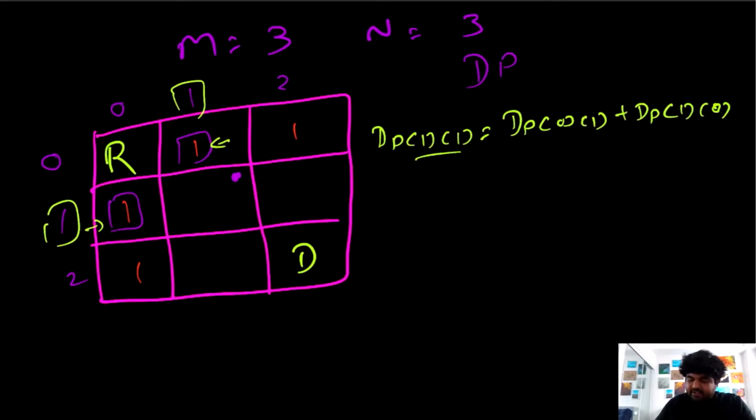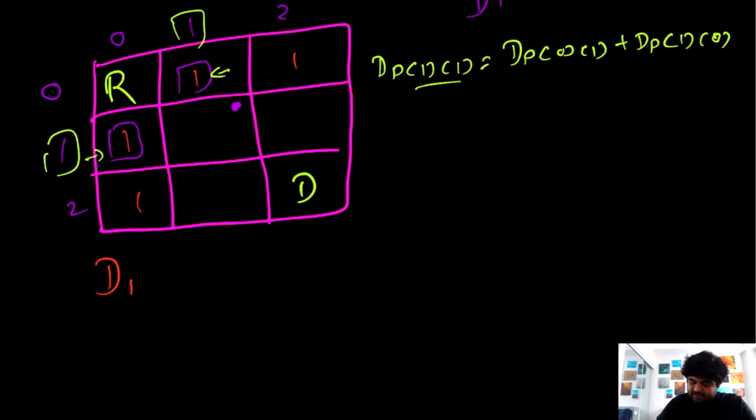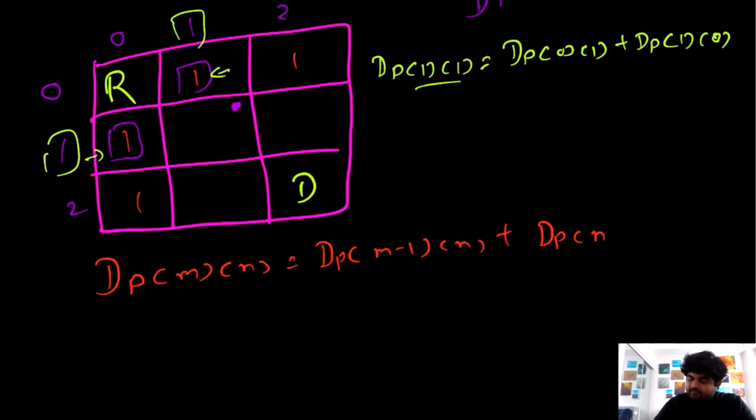Generically we can write it like this: at any given location, DP of M N becomes DP of M minus 1 N plus DP of M N minus 1. And this would be our recurrence relation for dynamic programming. I already explained why we are choosing dynamic programming. Our aim is to find how many distinct ways we can reach this destination. So this destination would become DP of 2 2 over here.